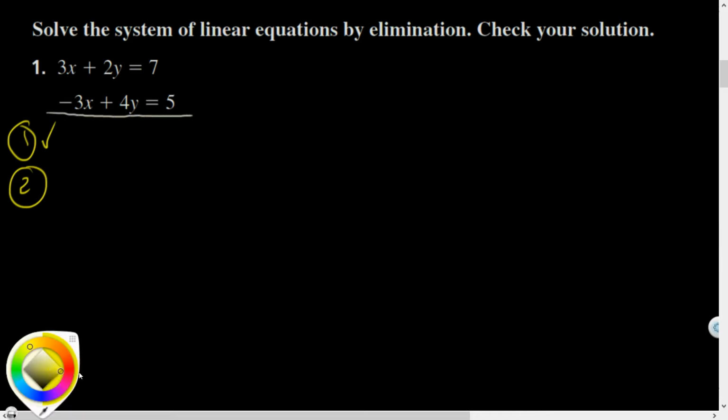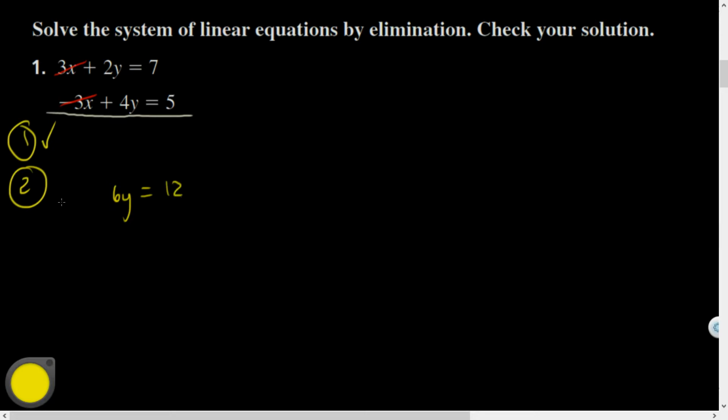So let's add these equations together. 3x and negative 3x adds to 0x, which is nothing. Those you could think got eliminated. 2y plus 4y is 6y. Equal signs, bring them down. 7 plus 5 is 12.